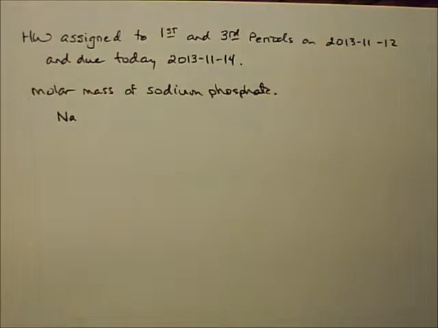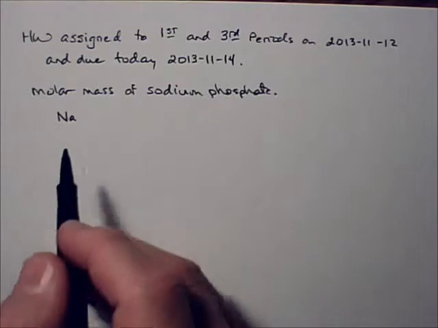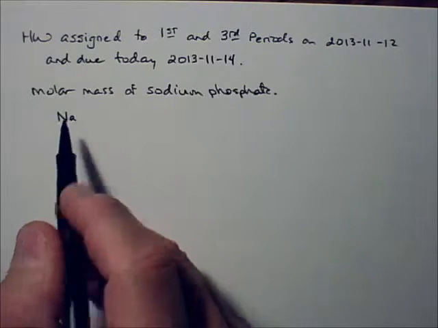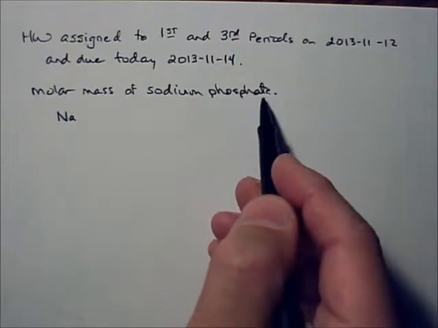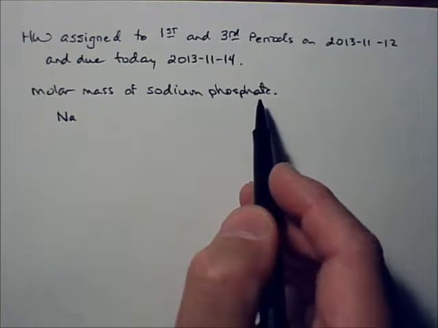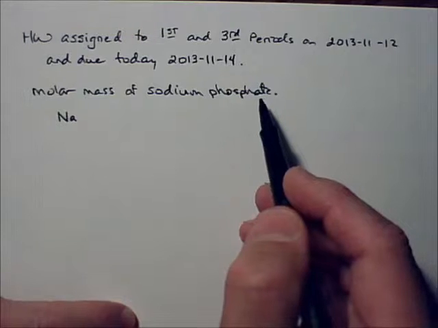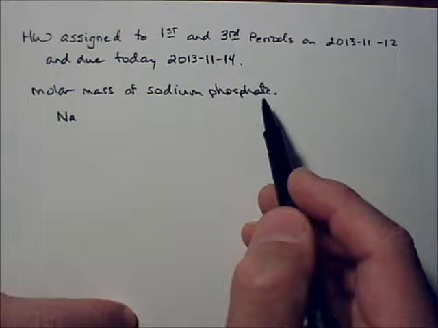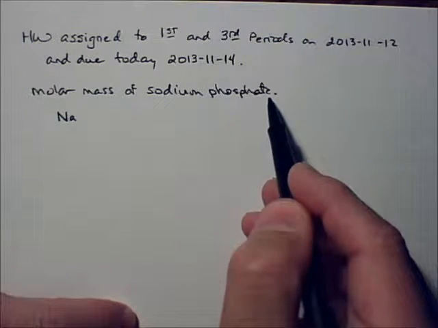All right, so we're trying to find the molar mass of sodium phosphate. We've got to find the formula first. Sodium is an element, and we're going to put it together with a polyatomic ion. In fact, we know this is a polyatomic oxyanion because only polyatomic oxyanions have ATE or IT endings.